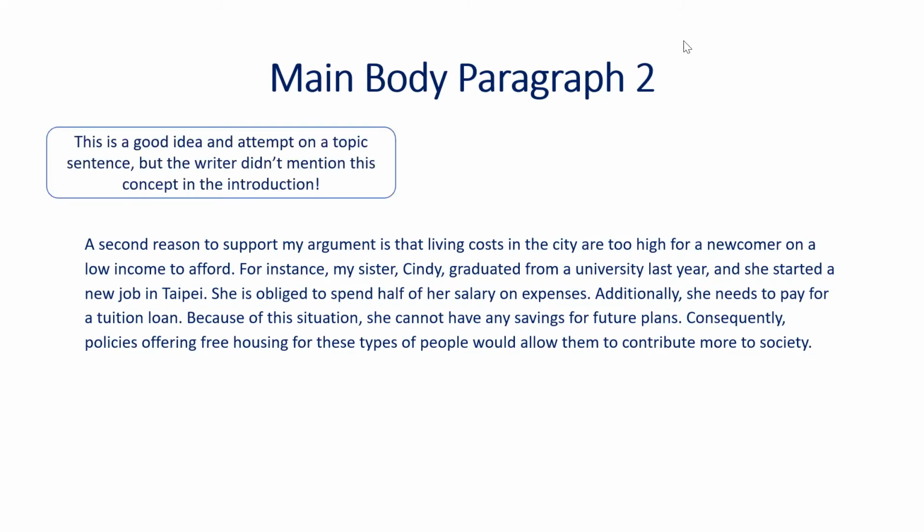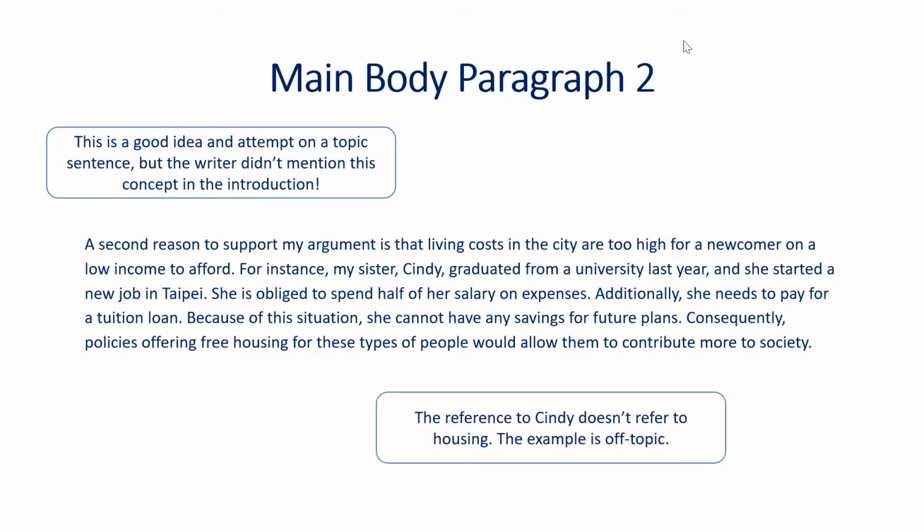So the writer attempts to give a good second reason with the topic sentence. But the problem is that this idea was never introduced in the introduction. It's completely out of the blue. So it's disconnected with the entire essay. The other thing is that the reference to Sandy is immediate. There's no explanation. The example just comes out of the blue also, and it's off topic. It doesn't relate to housing.